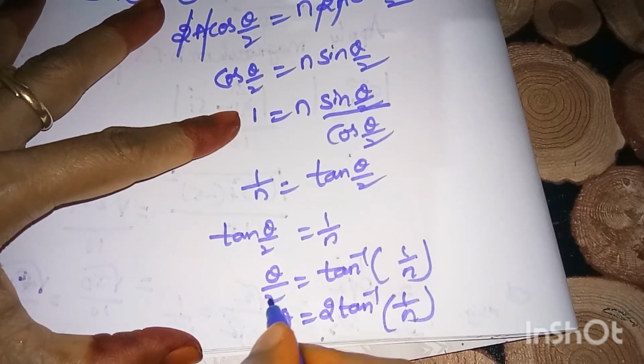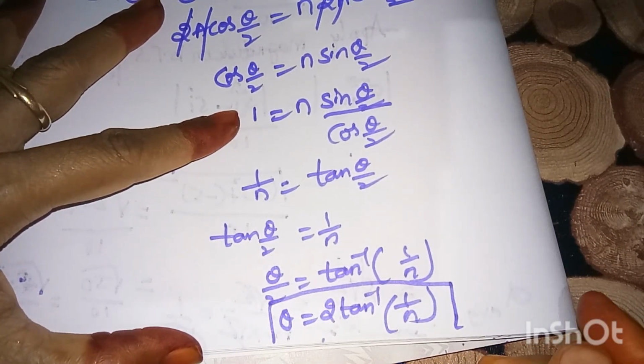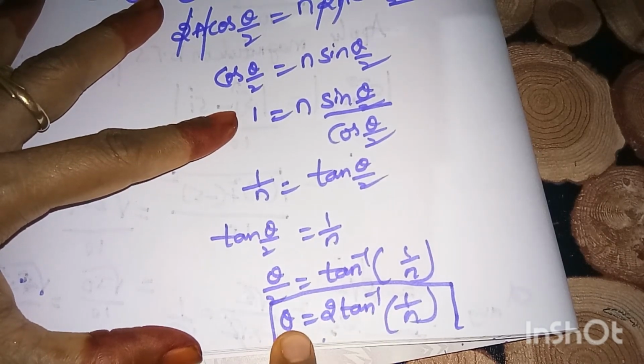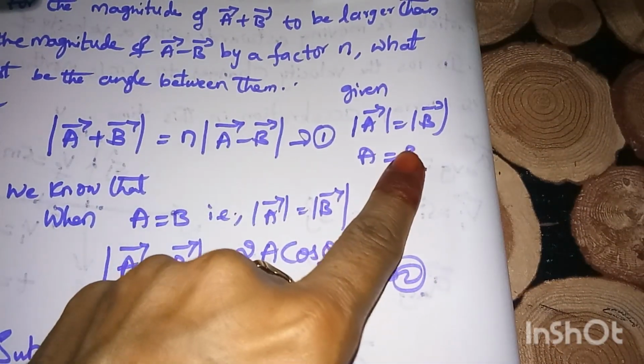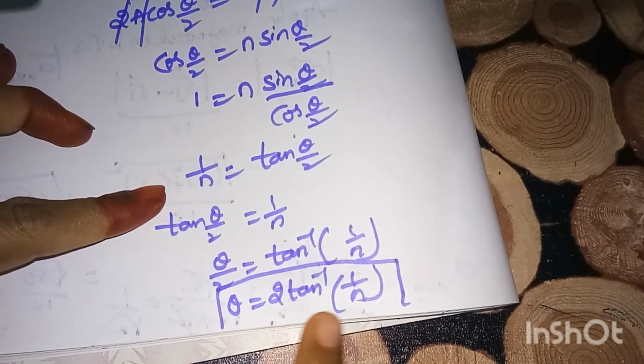This is the angle when two magnitudes are equal and magnitude of A bar plus B bar is n times larger than magnitude of A bar minus B bar. So this is the angle between the two vectors, that is A bar and B bar. By giving these two terms, they said to find angle theta. So we have found theta equals 2 tan inverse 1 by n.